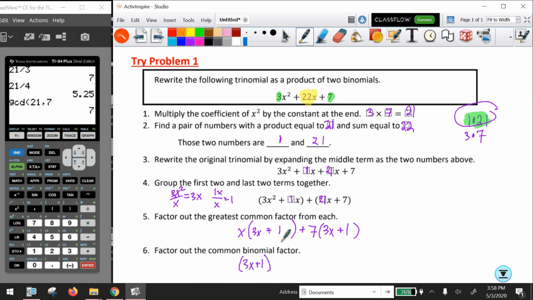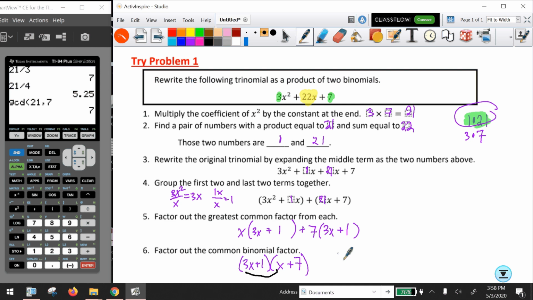When I pulled out this 3x plus 1 from the first part of the expression, I'm left with an x. When I pulled out the 3x plus 1 from the second part of the expression, I'm left with a 7, and then I'm done. Now, you don't have to do this every time, but I'm going to check my work here just to make sure we did this correctly. This is our final answer. I'm going to check my work by foiling it.